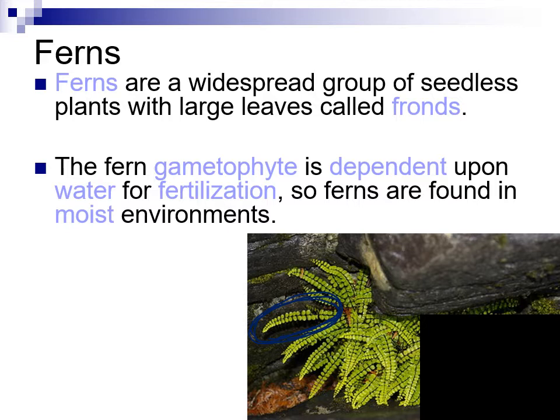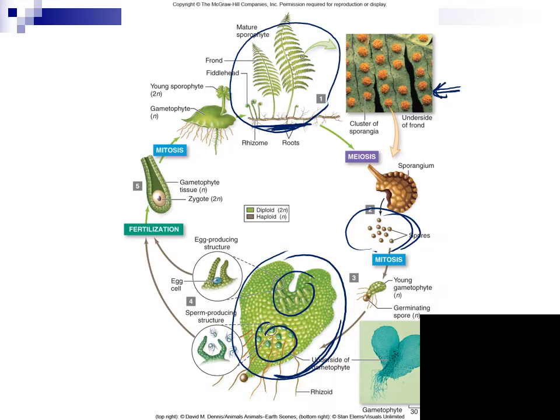Now remember, you have a gametophyte and a sporophyte generation in all of these different plants. And in the fern, the gametophyte is non-dominant, and so it's dependent on water for fertilization. So we still have in ferns sperm swimming to egg for fertilization, so water is important. And so most of the time you're going to find these in kind of moist environments.